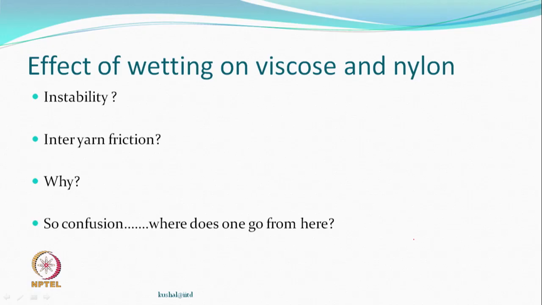Now, suddenly we have confusion. Why did the inter-yarn friction increase instead of decreasing? Because these fibers, viscose definitely and nylon relatively, are more hydrophilic. So, they make hydrogen bonds with the water molecules, and so the shear and the slip is reduced. So, confusion was obviously there as to what is the role of water then. The role of water became an interesting question.